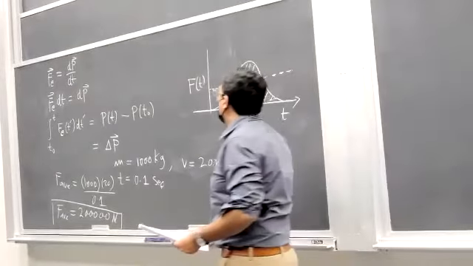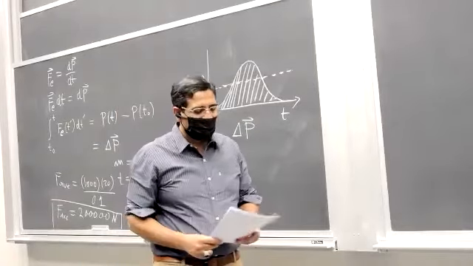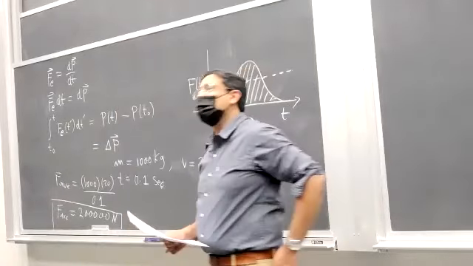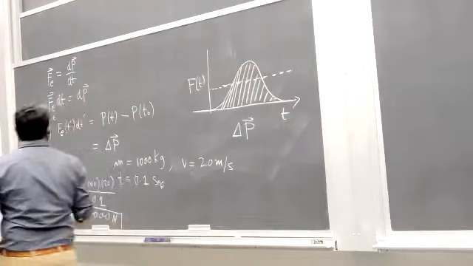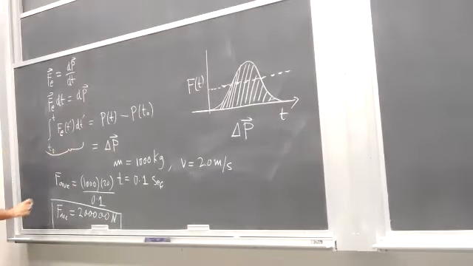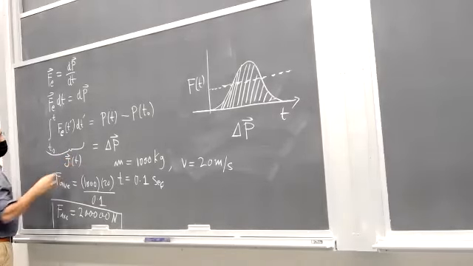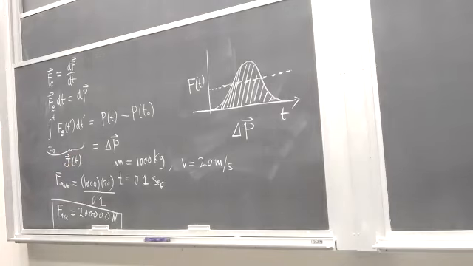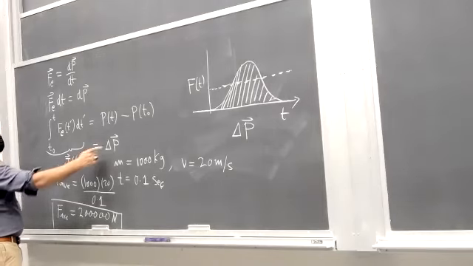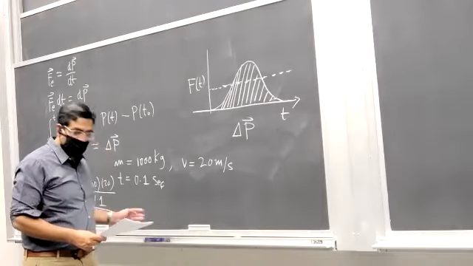Oh, and by the way, this way of writing Newton's second law is sometimes also referred to as the impulse-momentum theorem. And this quantity, sometimes in literature, is referred to as the impulse, J of t. Impulse momentum theorem. Any questions about this?